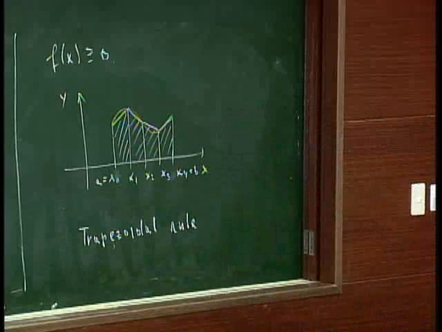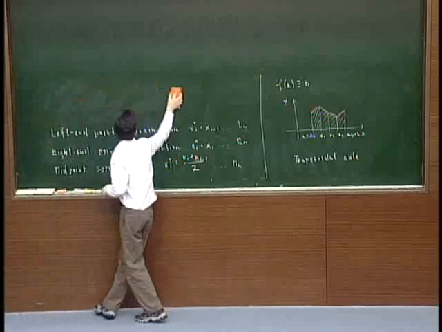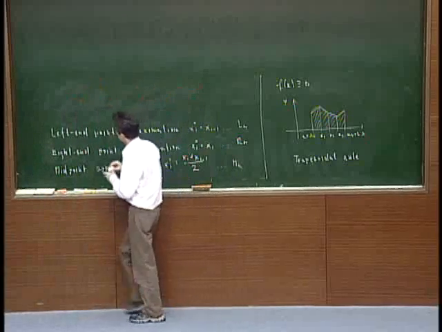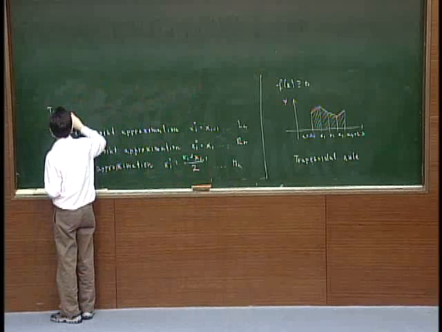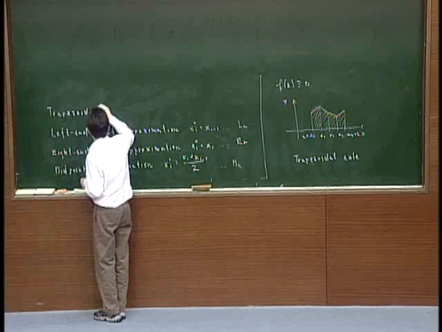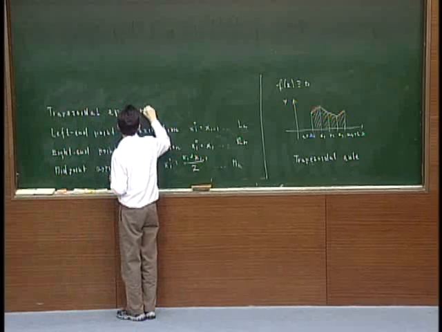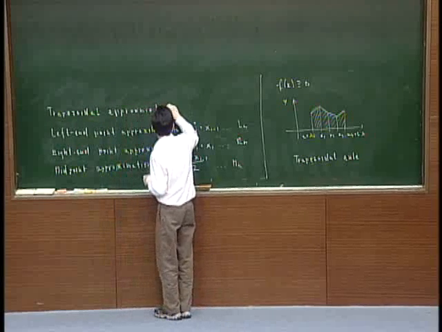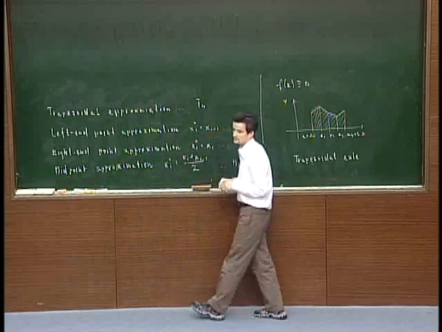Now this rule we are going to denote by Tn. So we have a fourth rule, the trapezoidal rule, or also the trapezoidal approximation, which we are going to denote by Tn.